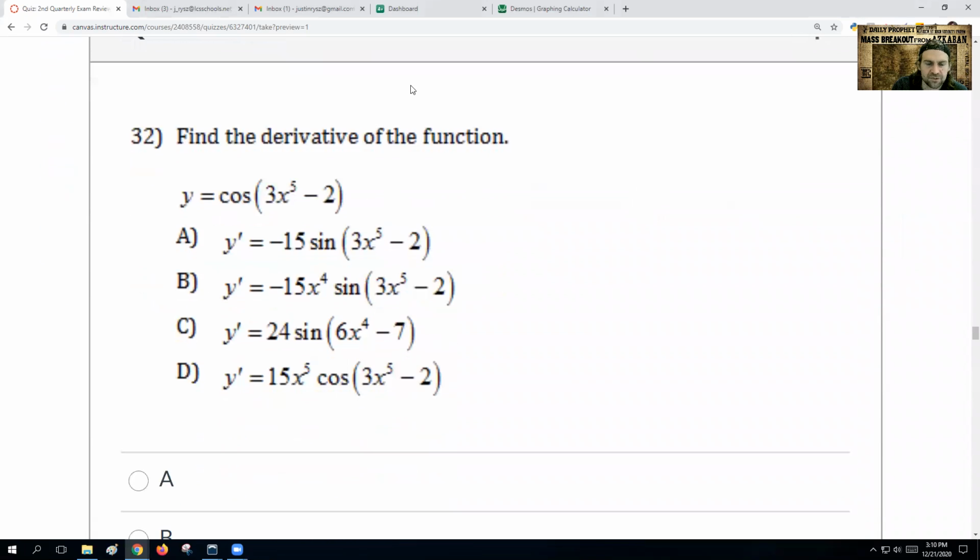All right, derivative. Chain rule again, cosine of something. Well, the derivative of cosine is negative sine of that something. And we times by the derivative of the inside, that would be 15x to the 4th. All right, we can multiply that times the negative outside, so we have a negative 15x to the 4th, sine of the inside, and that looks like choice B.